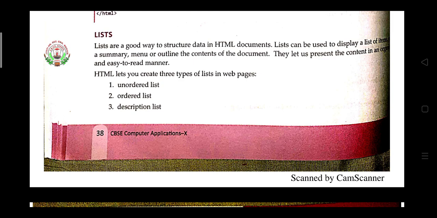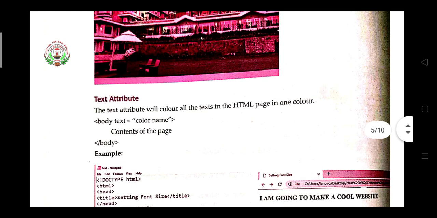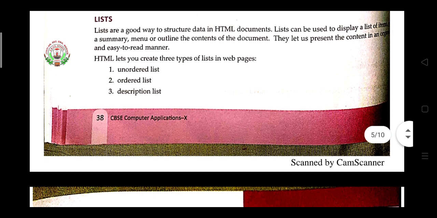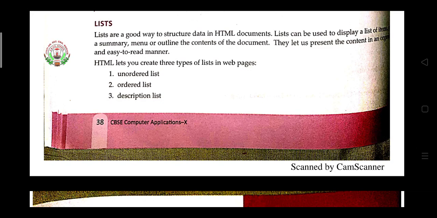Students, last class we learned about the attributes of the body tag. Today we'll learn about lists. Lists are a good way to structure data in an HTML document. A list can display items like a menu, summary, or outline.